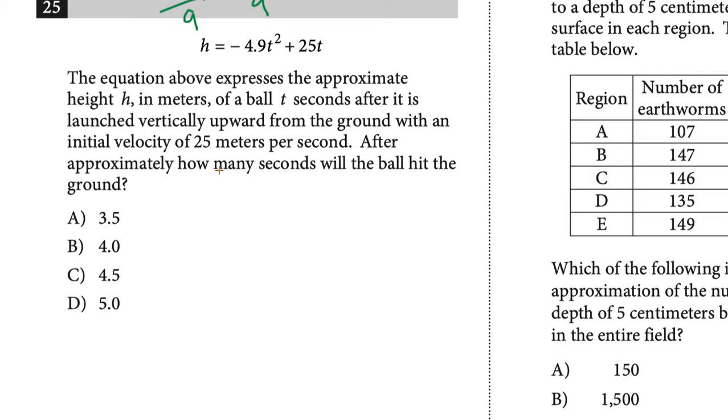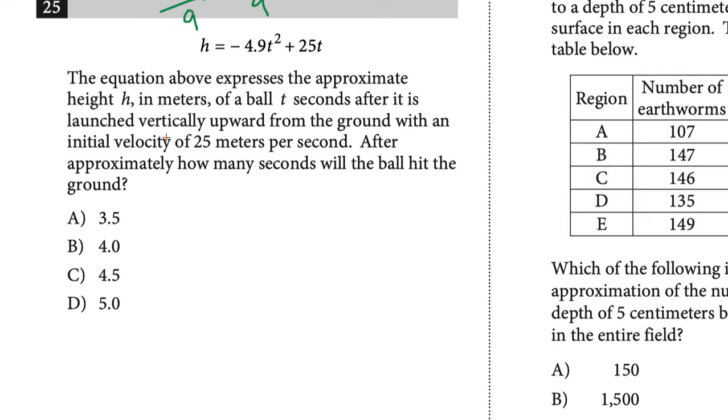Someone read 25. Quick reader. Gunner, go. The equation above expresses the approximate height h in meters of a ball t seconds after it is launched vertically upward from the ground with an initial velocity of 25 meters per second. After approximately how many seconds will the ball hit the ground?